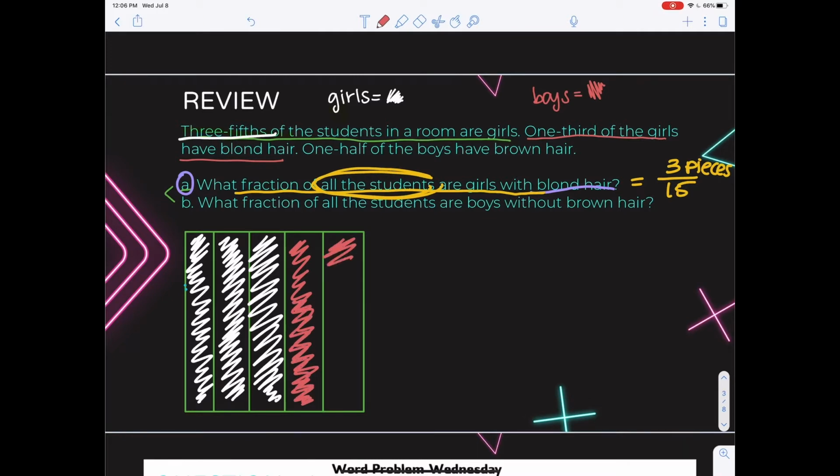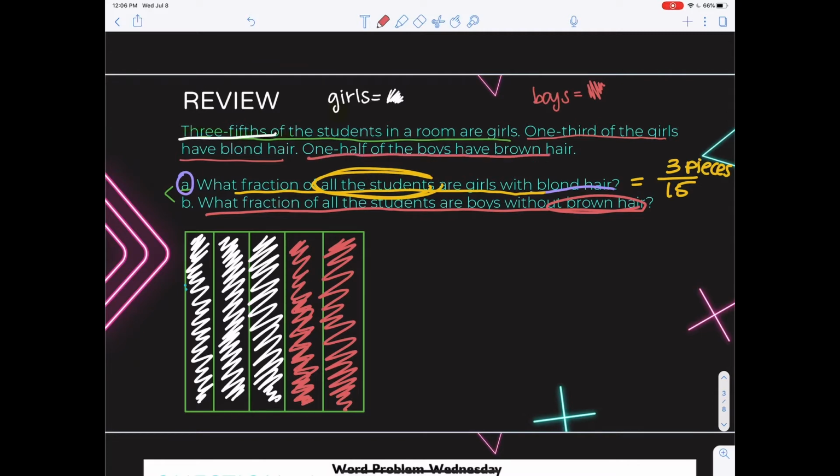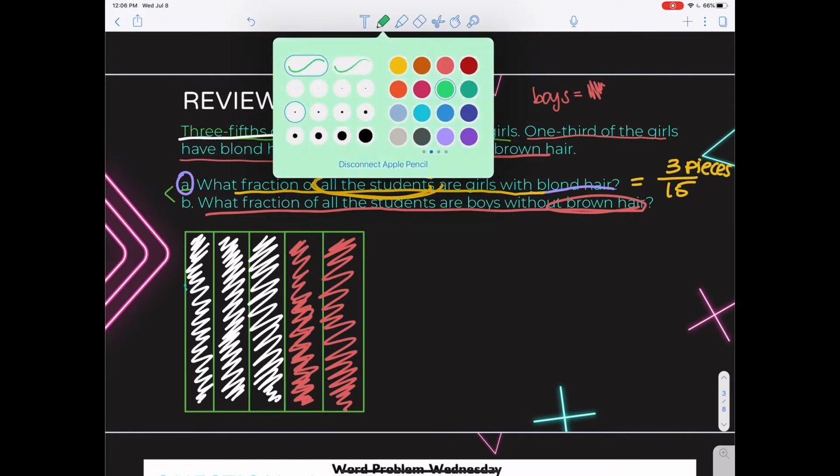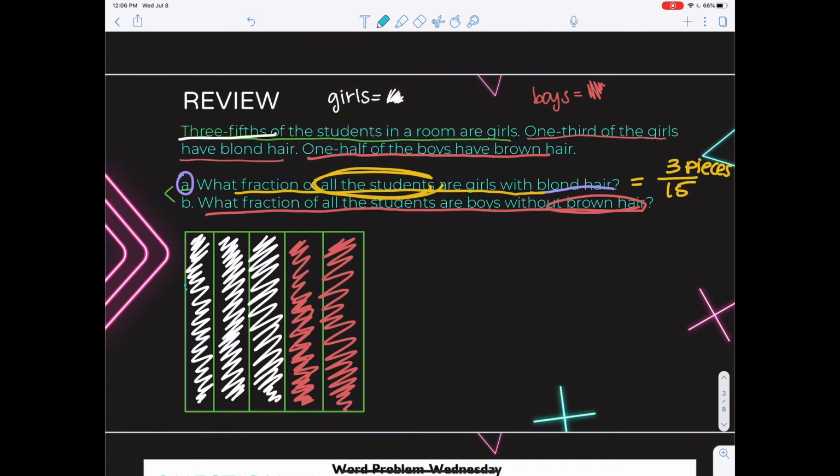Since right now we're going to start working on question B. What fraction of the students are boys without brown hair? And so we know that 1/2 of the boys have brown hair. So what I'm going to do first is make a square around the 2/5 of the boys because we're focusing on the boys right now. And it says 1/2 of the boys have brown hair.